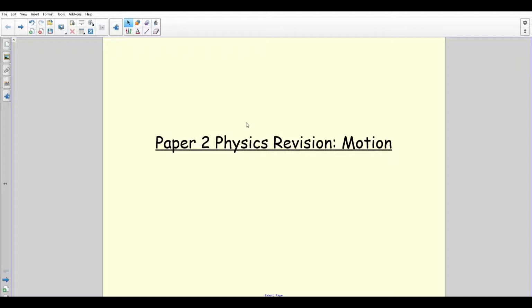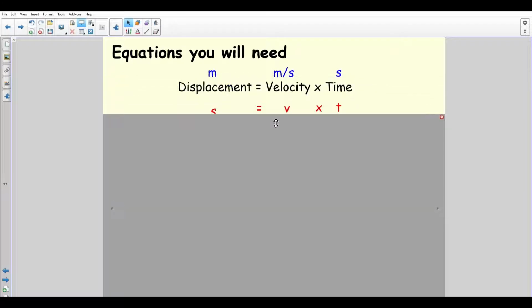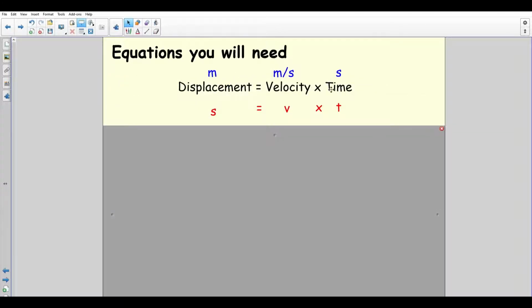Okay. Right, to start us off, equations you're going to need for this topic. So there's a couple of equations you're going to need to remember and one that you're going to be given on your equation sheet. So first off, you're going to need displacement equals velocity times time.